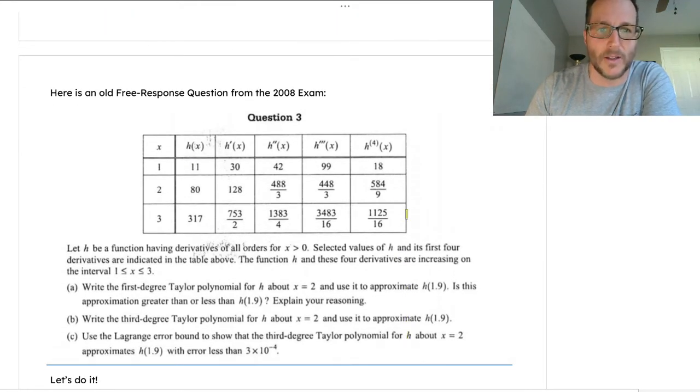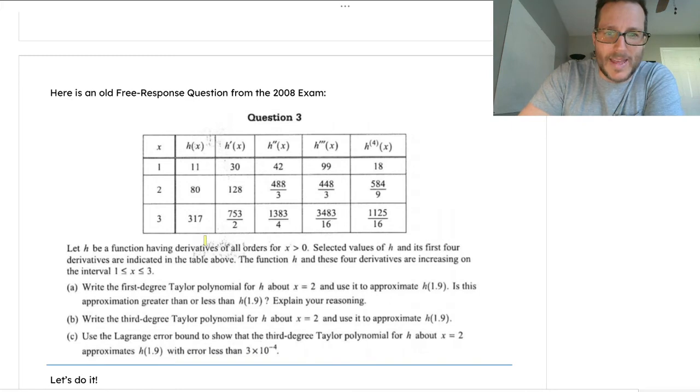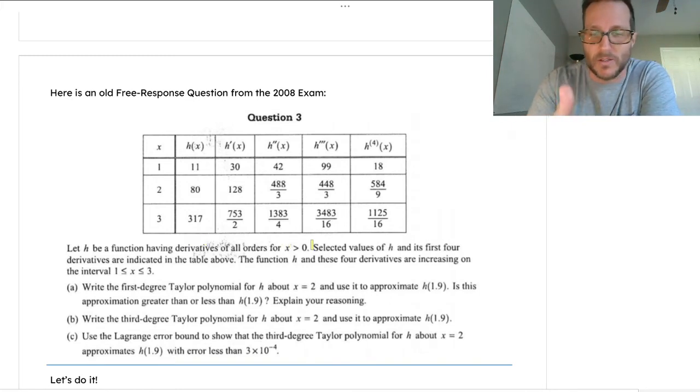So we're given a table of values, h and h prime and h double, triple, and h to the 4th derivative of x, and then at different x values, we're given these values. I'm not going to tell you what they are. You can see them. Now it says that h is a function where the derivatives exist for all orders. That means it has an infinite number of derivatives. Well, that means that we can make a Taylor polynomial for it, and that only happens for x values bigger than 0. That's okay because that's all we really care about. Selected values of h and its first 4 derivatives are in the table. We figured that out. And then the function h and the 4 derivatives are increasing on 1 to 3.